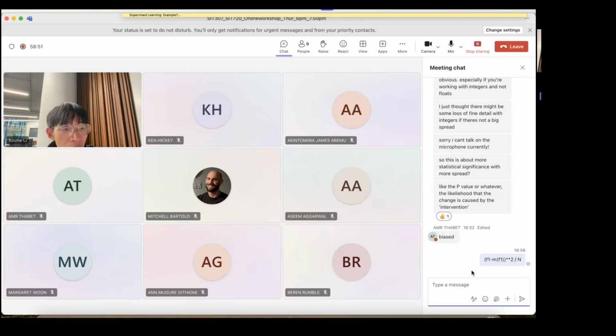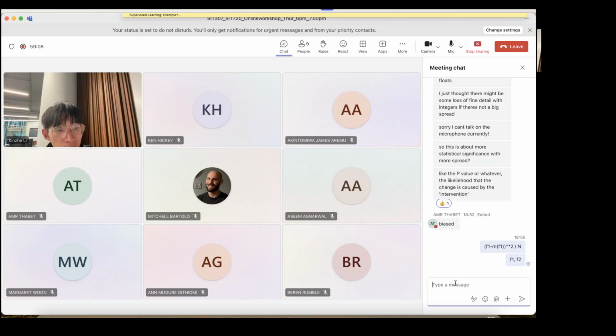Anyone can give me the formula of covariance? This is the formula for variance, right? What's the formula for covariance? Covariance needs to care about two features, feature 1 and feature 2. If I let you design a metric to measure the spread of two features, what is your solution? What is your formula?